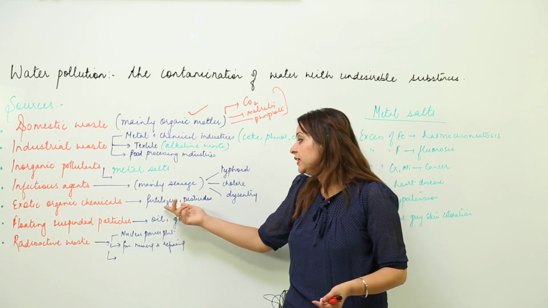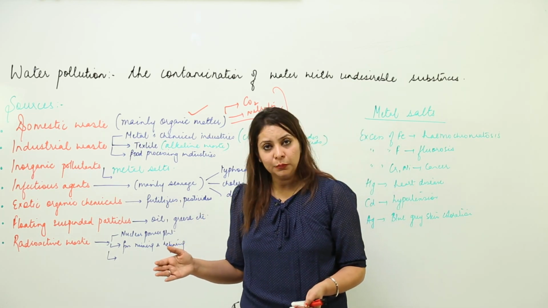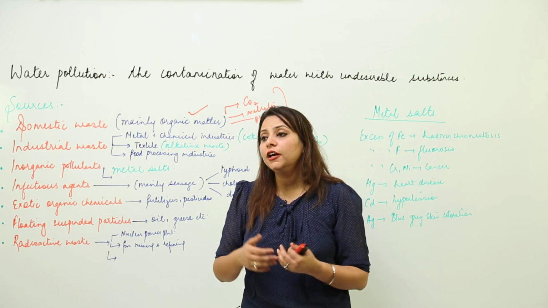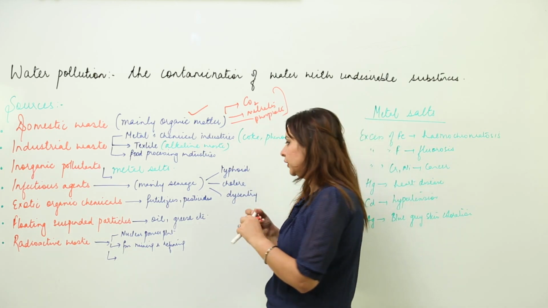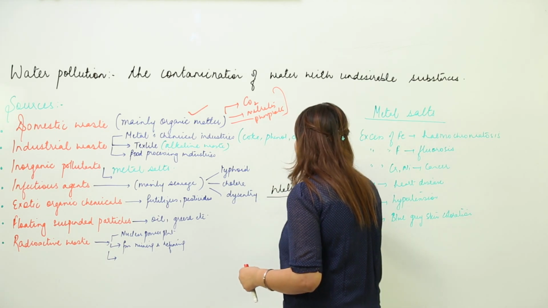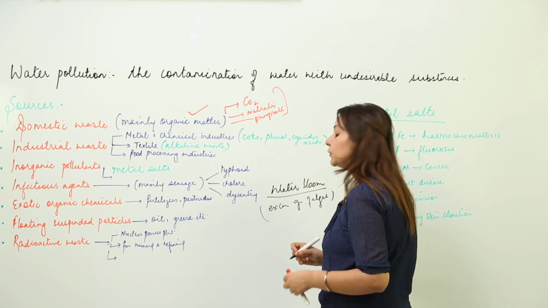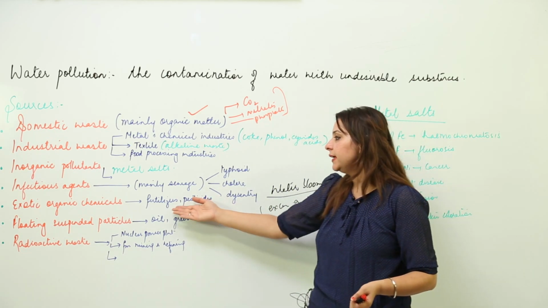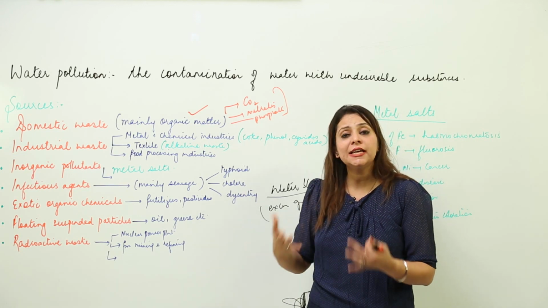How? Whenever these chemicals move into the water bodies and their concentration increases beyond a certain limit, they cause a water bloom. Now what is water bloom? Water bloom is the excess growth of algae in water bodies. And how does it occur? It occurs when these chemicals get disposed into the water bodies, and they cause the excess growth of algae.